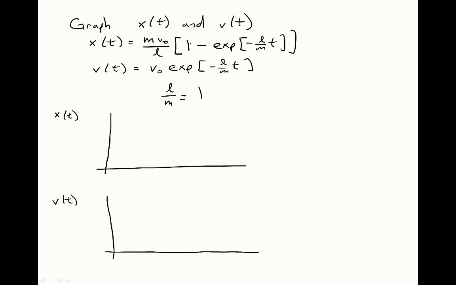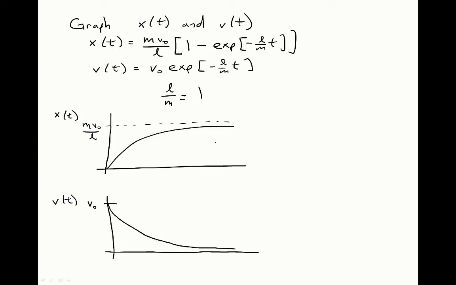So x of t is 1 minus an exponential. So I'm doing upside down exponential decay. And I already calculated that as t approaches infinity, it approaches m v naught over L. And velocity as a function of time is exponential decay. I know what that looks like. It goes to 0. And it starts out at v naught.